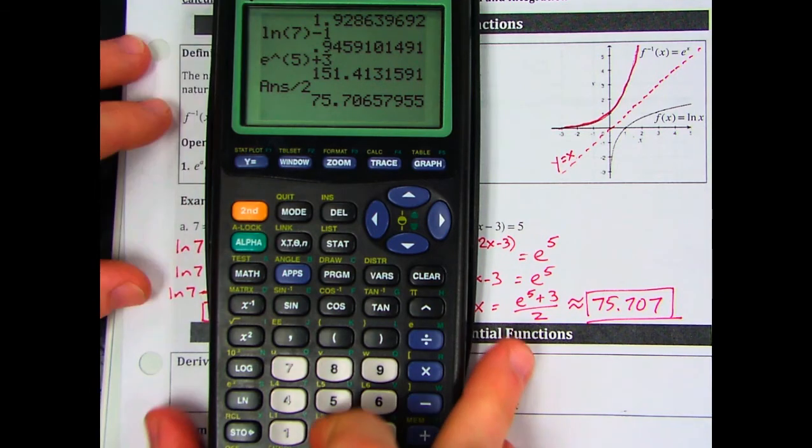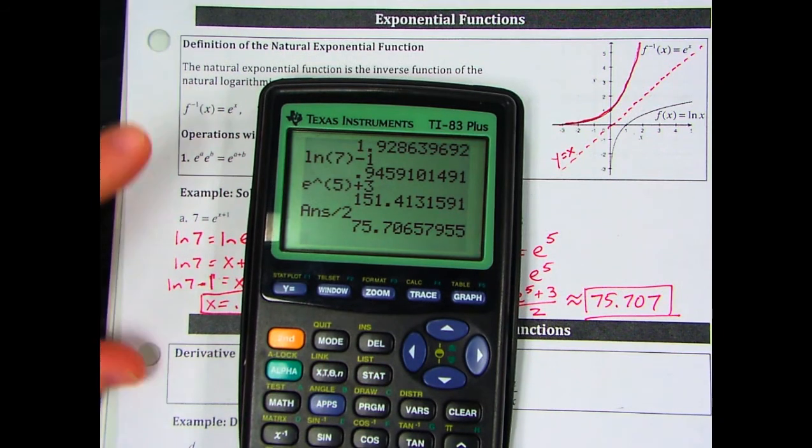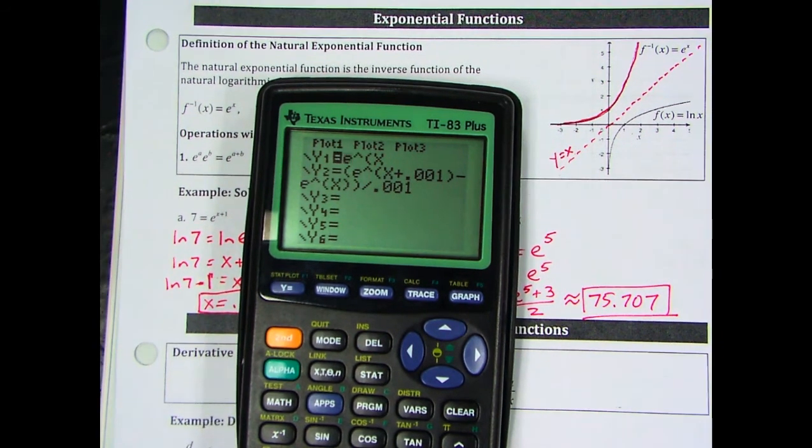Okay. Now what we're going to do is we're going to explore the derivative of the e function, and we're going to use our y equals again.